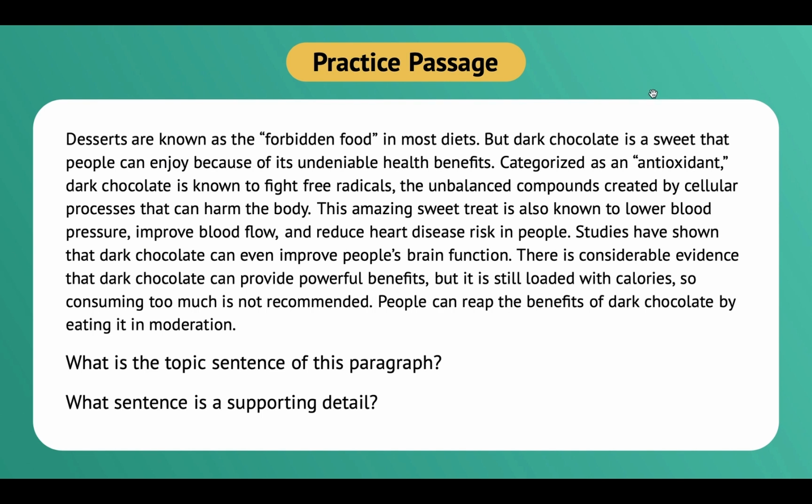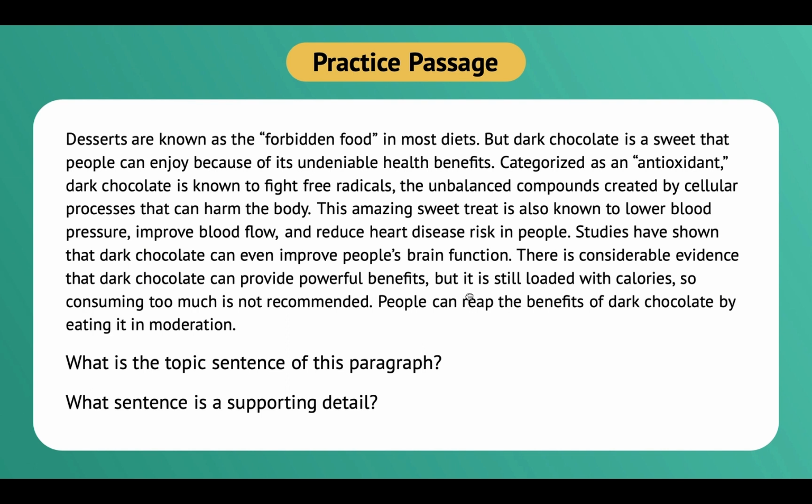Desserts are known as the forbidden food in most diets, but dark chocolate is a sweet that people can enjoy because of its undeniable health benefits. Categorized as an antioxidant, dark chocolate is known to fight free radicals, the unbalanced compounds created by cellular processes that can harm the body. This amazing sweet treat is also known to lower blood pressure, improve blood flow, and reduce heart disease risk in people.